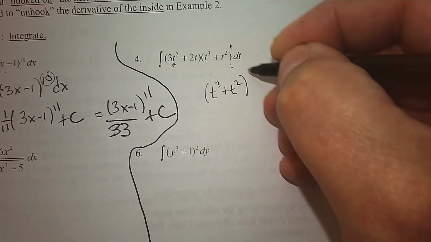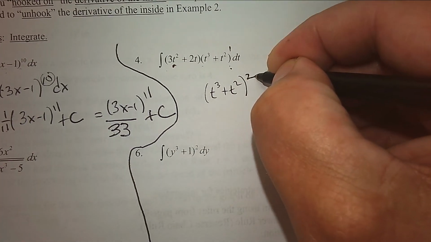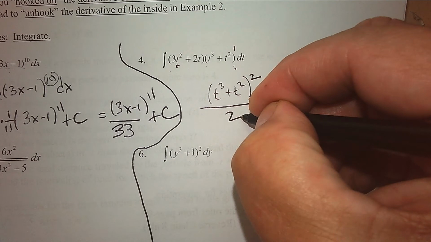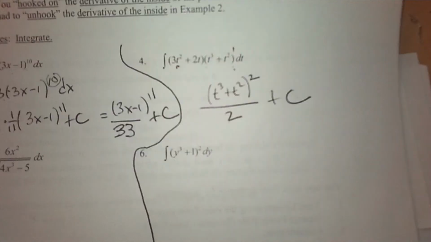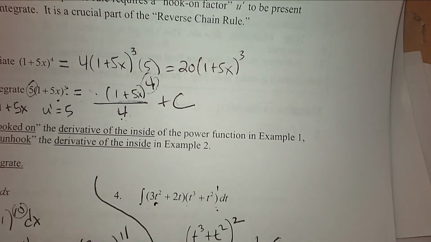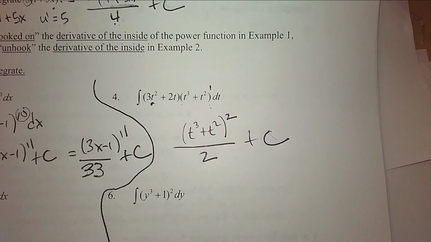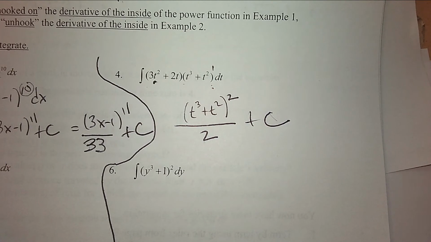And so add 1, the exponent is now 2. We can divide by 2 or 1/2 and then the candy. Here it is. Now, what can you always do to make sure that you integrate it correctly?